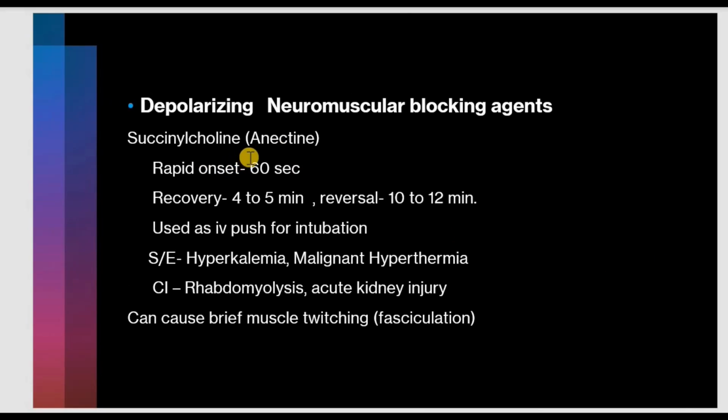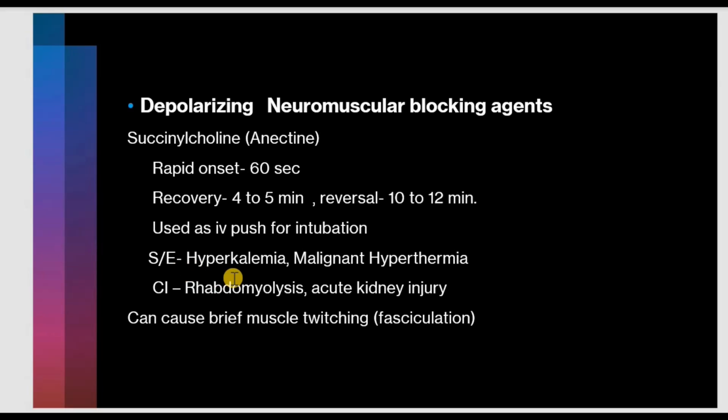Now, succinylcholine is the only depolarizing neuromuscular blocking agent. It is also called Anectine. It is commonly used during intubation as an IV push. The reason is its rapid onset of action. It acts fast, which means it starts acting within less than 60 seconds. Patients start recovering within 4 to 5 minutes, and complete reversal of the medicine is obtained within 10 to 12 minutes. The side effects include hyperkalemia.